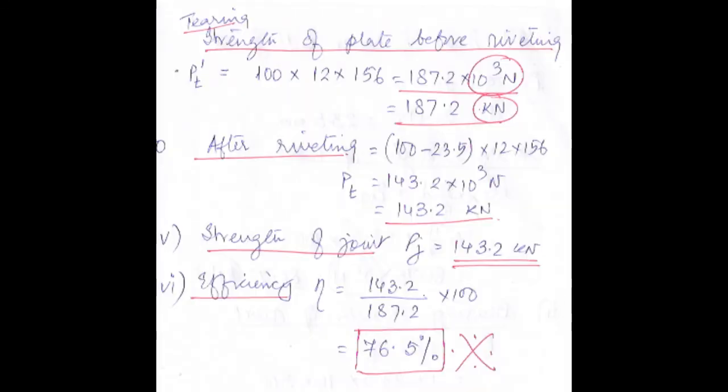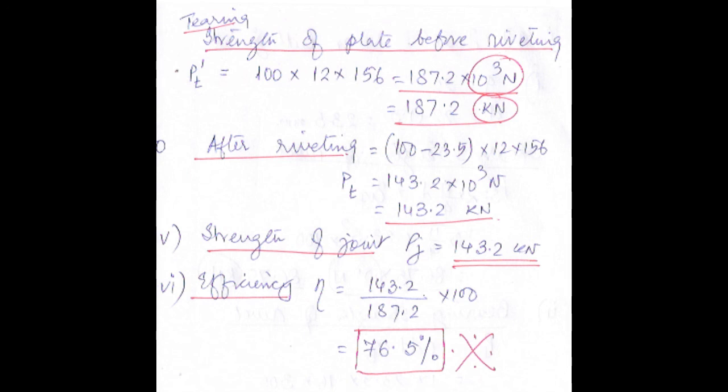Next, tearing strength of the plate before riveting. PT dash is equal to, as you have seen in the last problem, 100 into 12 into 156. So that gives out to be 187.2 kilonewton. Correct? After riveting, again now you have got the value of P as 100 because you have approximated that value. So put that value of P in that PT equation, and find out the value of PT as 143.2 kilonewton.